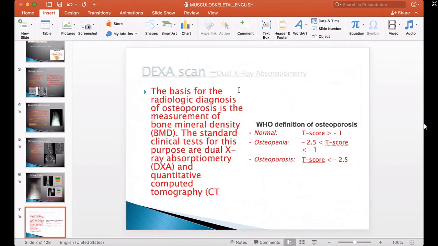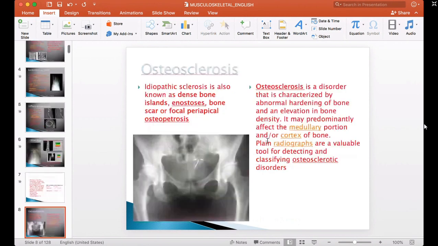So what is the basis of this dual X-ray absorptiometry? You have measurement of the bone mineral density, and if you have a normal T-score up to -1, you don't have any osteoporosis. Osteoporosis is when the calculated T-score in the vertebra is less than -2.5. And values between -1 and -2.5 refer to osteopenia.